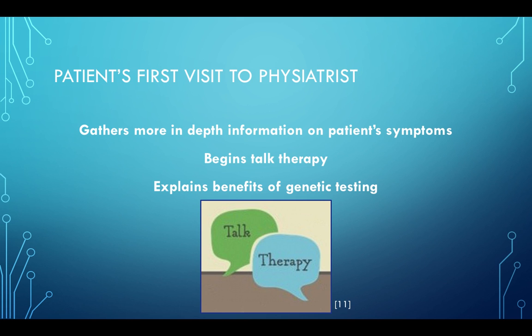So the patient's first visit to the psychiatrist would consist of gathering more in-depth information on the patient's symptoms, to begin talk therapy, possibly even with a different member of that private practice, so maybe even referring them to a psychologist for the talk therapy, and to explain the benefits of genetic testing. So psychiatrists are often or can be more well-versed in the genetic testing and how it relates to the specific antidepressant that they would recommend for that particular patient.